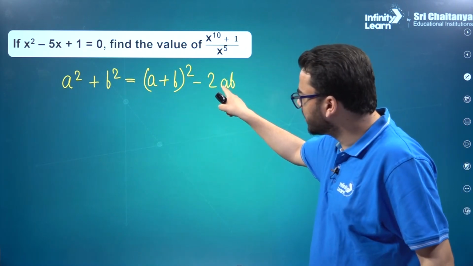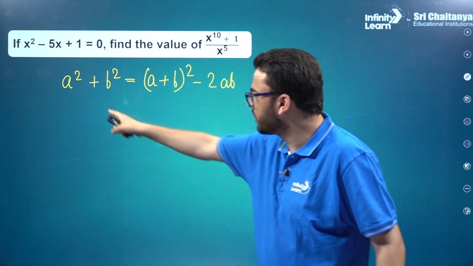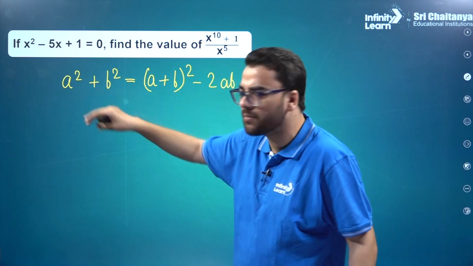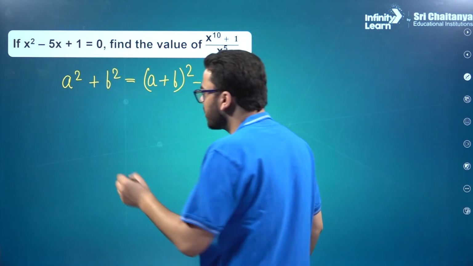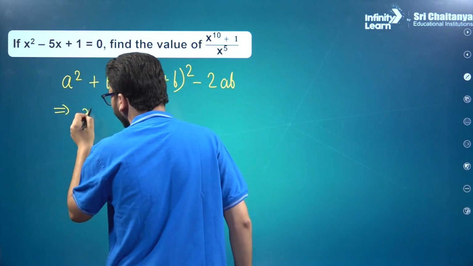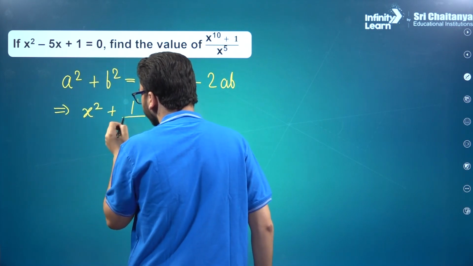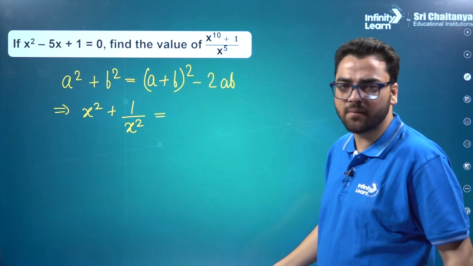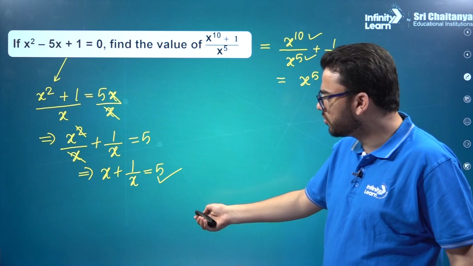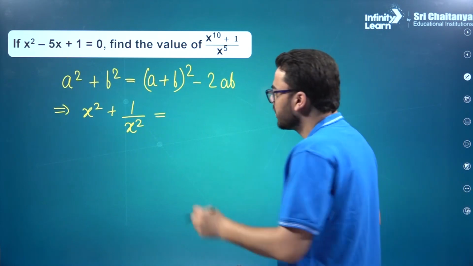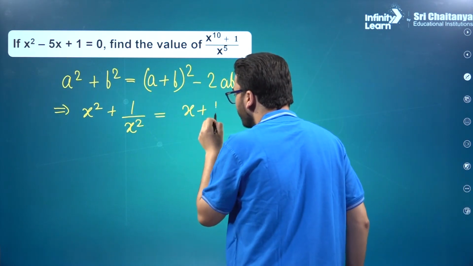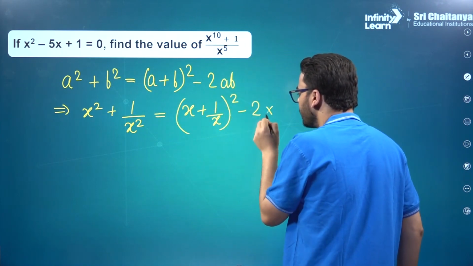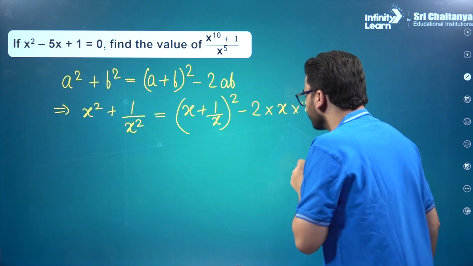I mean, if you take 2ab over here, you can see that (a plus b) the whole square is a square plus 2ab plus b square. So using the same logic, can we not say over here that x square plus 1 by x square is equal to, this one is 5, right? (x plus 1 by x) the whole square minus 2 into x into 1 by x.